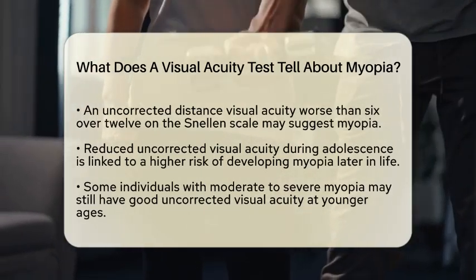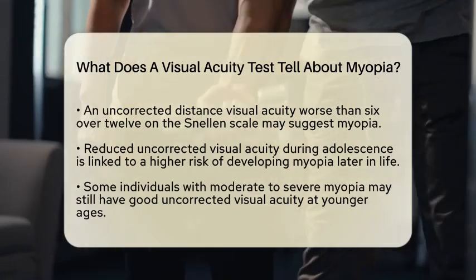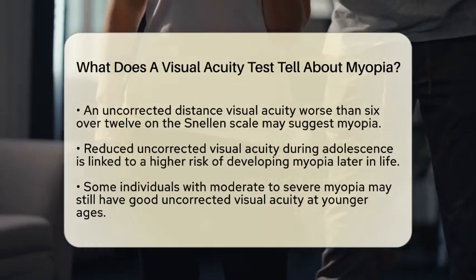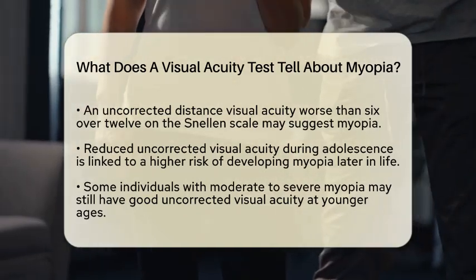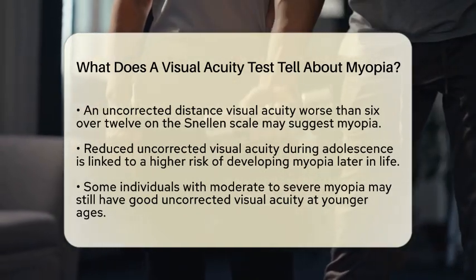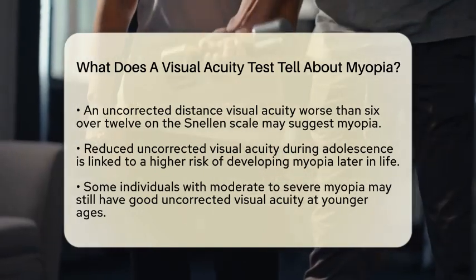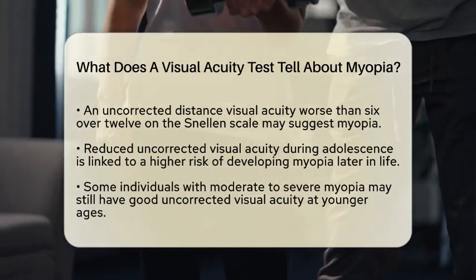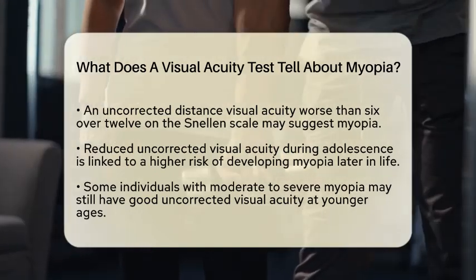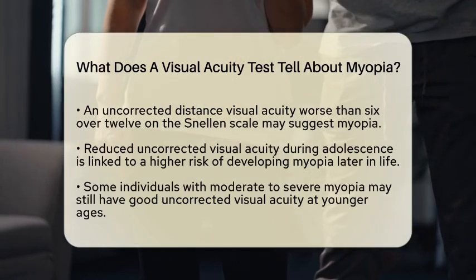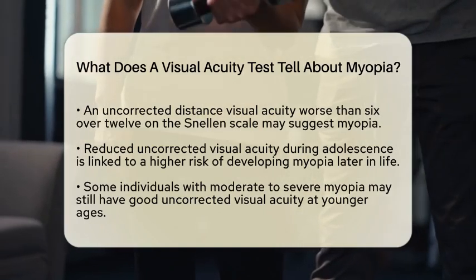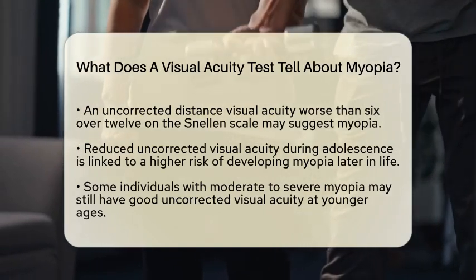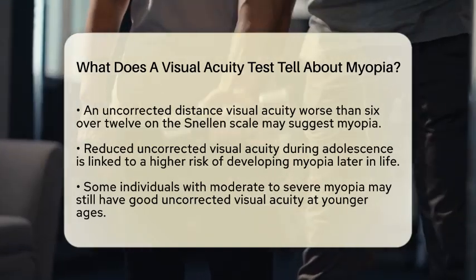Research indicates that reduced uncorrected distance visual acuity during adolescence is strongly linked to a higher chance of developing myopia later in life. However, it is important to note that the visual acuity test has its limitations. Some individuals with moderate to severe myopia may still have relatively good uncorrected visual acuity at younger ages, meaning the test might not catch all cases of myopia early on.